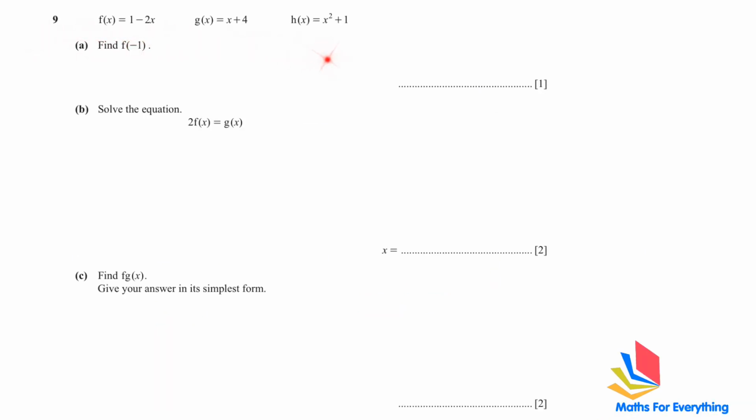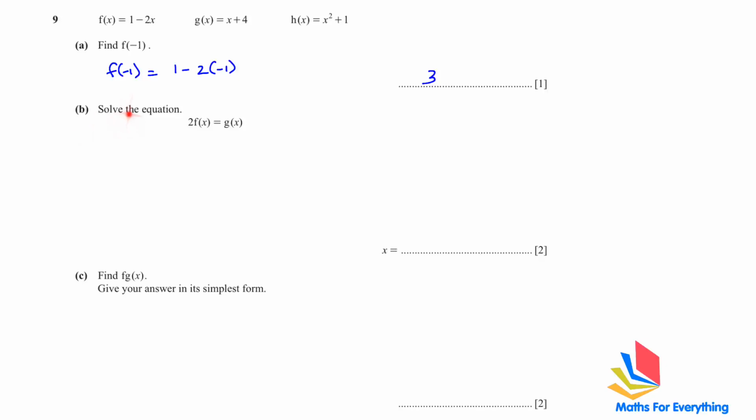Question number 9 is a function question. 3 functions have been given to us. And part A, we have to find f of negative 1. So in place of x in f of x, we are going to substitute negative 1, and we will get the answer 3.